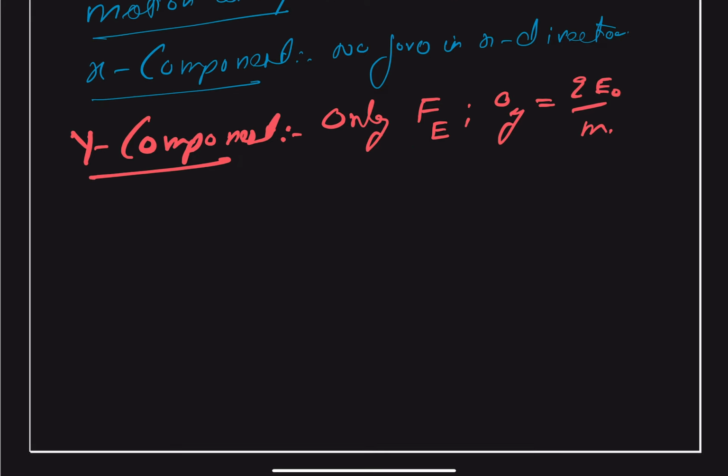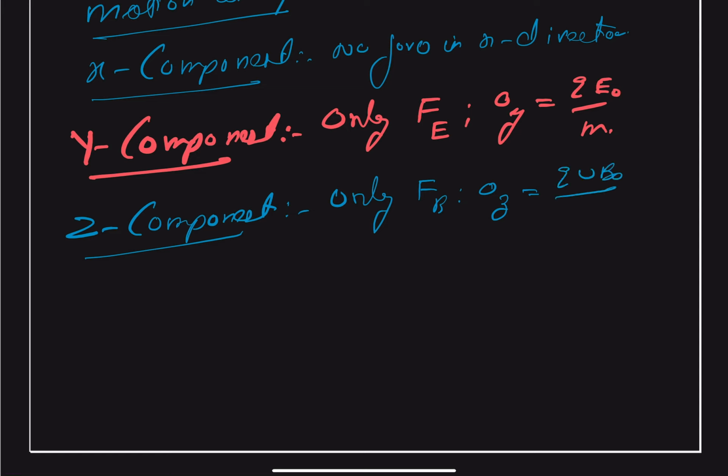And we have a z component. In the z component, we have only magnetic force. So we can say our acceleration in z component will be equal to QV B naught divided by m.